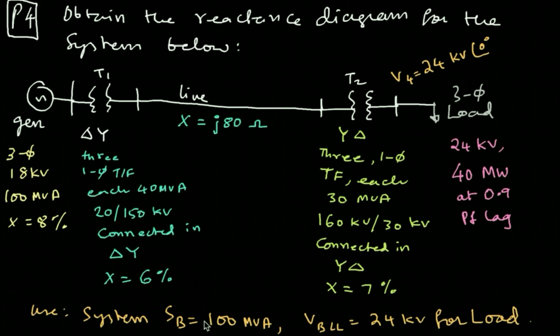Alright, so here some more information is given. Take the system base of 100 MVA and then voltage base of line to line 24 kV for the load. That means the base quantities are defined for the load, and from that we need to go ahead and solve this problem. So I would like to pause here. You can pause here and then try to attempt this problem, and then later on you can compare your answer with my answer. So I'll solve this problem right away.